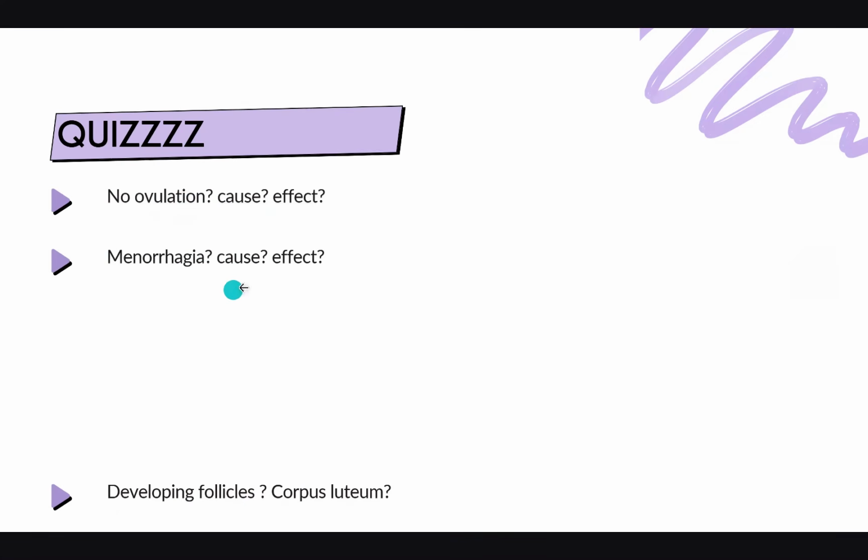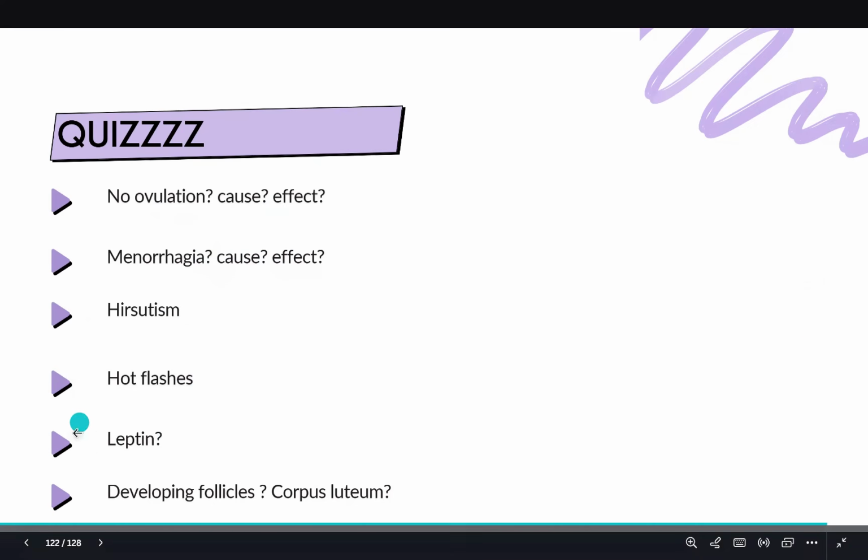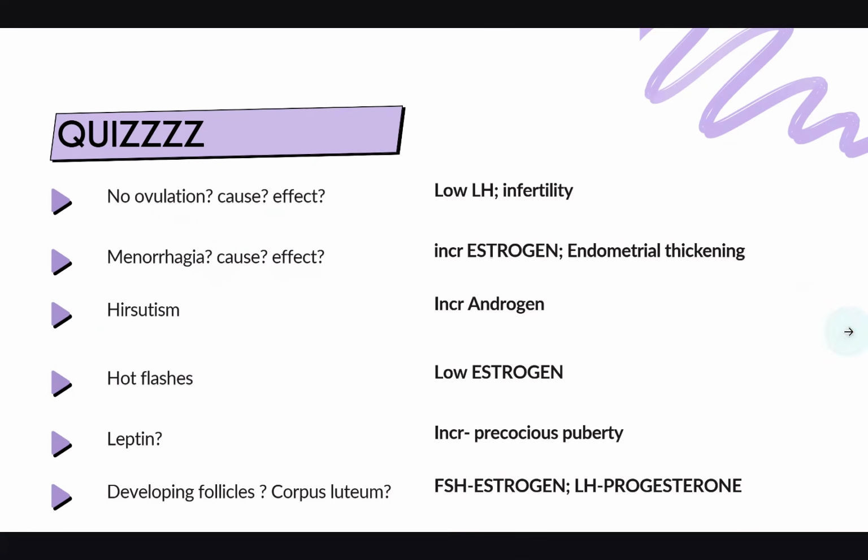What is menorrhagia? Again, the cause is increased estrogen, and this leads to excessive bleeding, which is menorrhagia. Hirsutism, or increased hair in the facial area, is caused by androgens. Hot flashes, which happen during menopause, and all of the other symptoms happen because of low estrogen. And leptin, which is a fat hormone, if it is high, leads to precocious puberty. If it is low, it leads to delayed puberty.